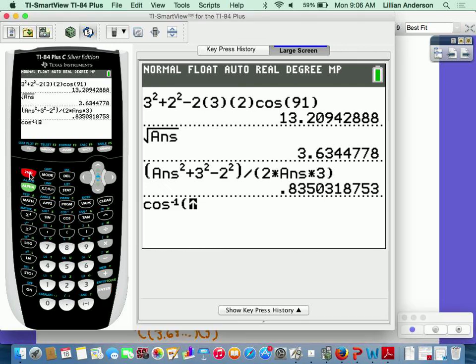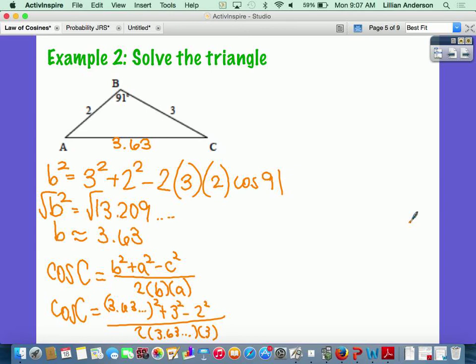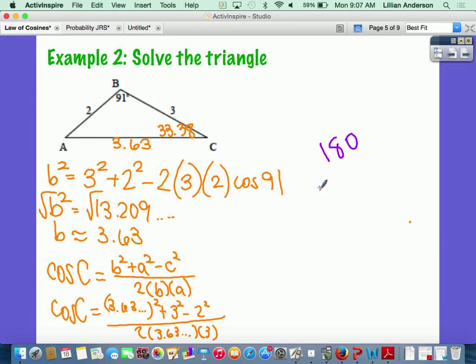Cosine inverse and 33.38. I like this one. So there's angle C, 33.38. Using what we know about triangles, 180 minus 91 minus 33.38 and some change, and we did 55.62. That's another way you can also check.